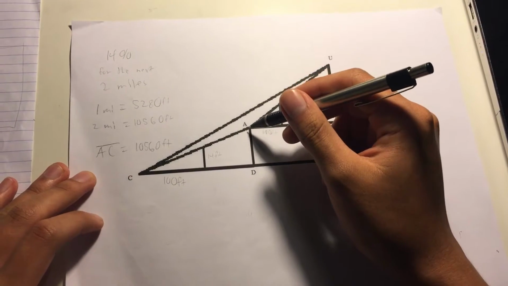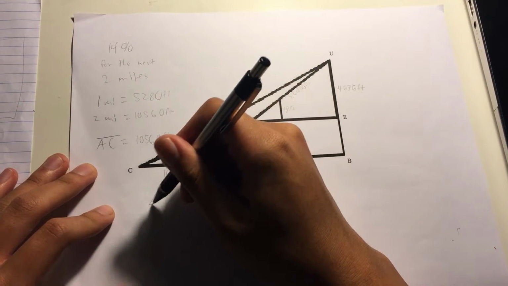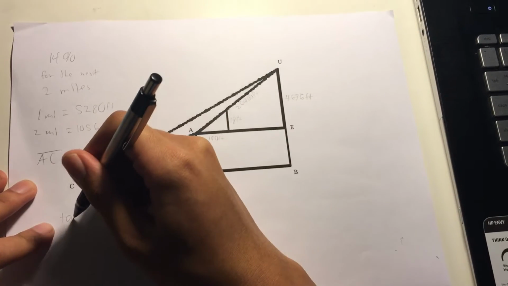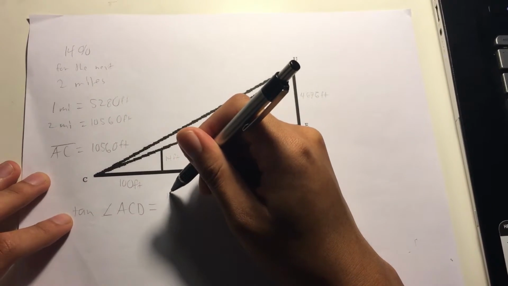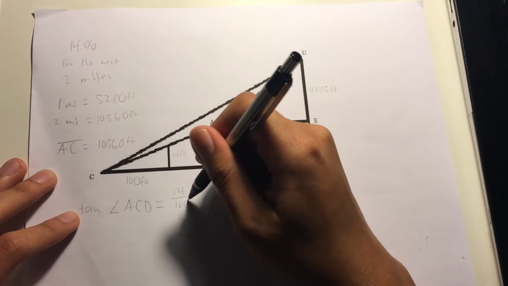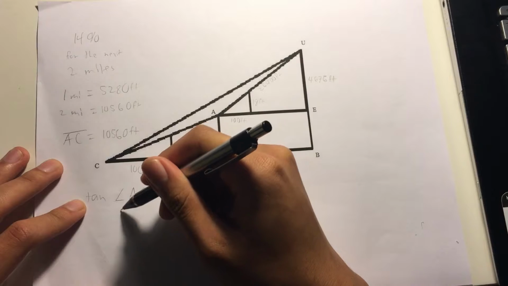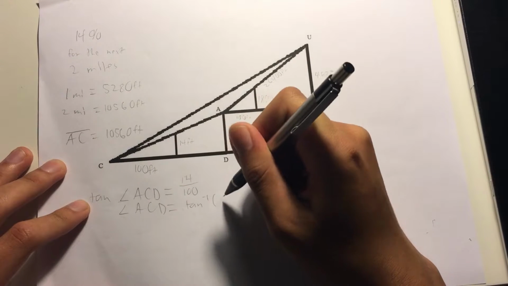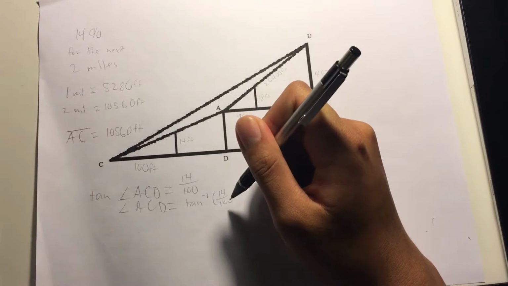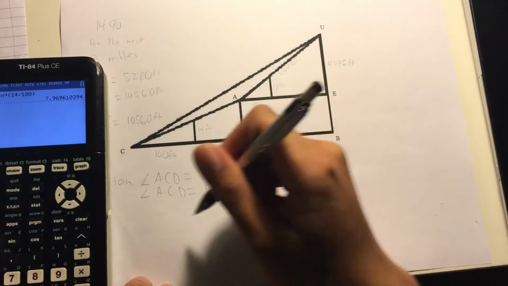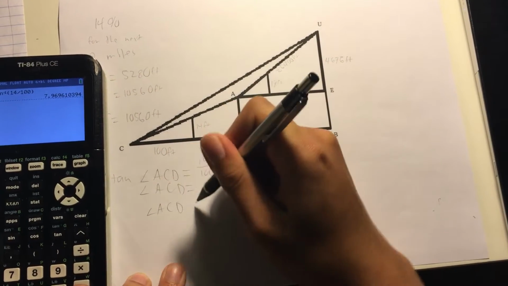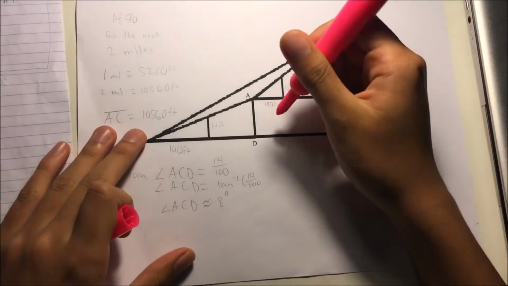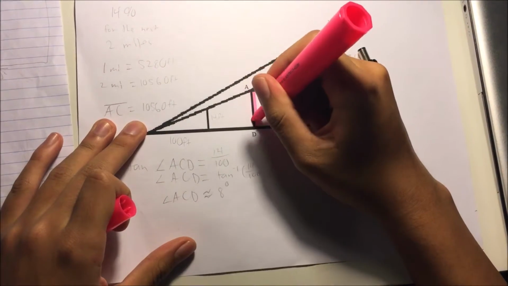Okay, so what we're going to do is find the angle of ACD. We're going to be using trig ratios. So we're going to be using the trig ratio tangent, which is going to be opposite over adjacent. So that's going to be 14 over 100. And to find the actual measurement, we're going to take the inverse of tangent, 14 over 100. And as I've already done here, that's going to be roughly about 8 degrees.